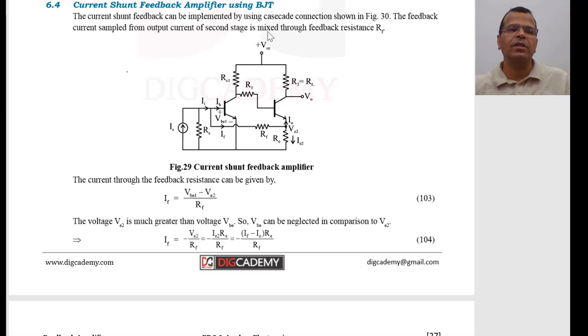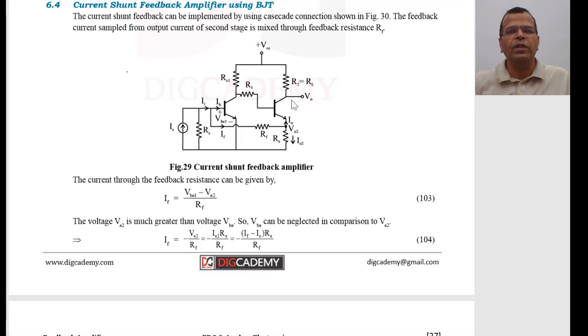As far as exam is concerned, I don't feel there will be any question from this circuit. At the most you may have 1 mark question just for the identification of the configuration of this circuit. The current shunt feedback amplifier is implemented using 2 stages. You can see we have the input stage, that is common emitter configuration. The output of this common emitter configuration is applied to the next stage, which is again common emitter configuration.